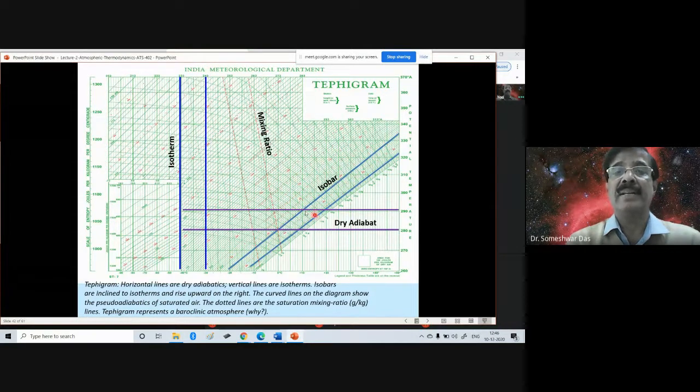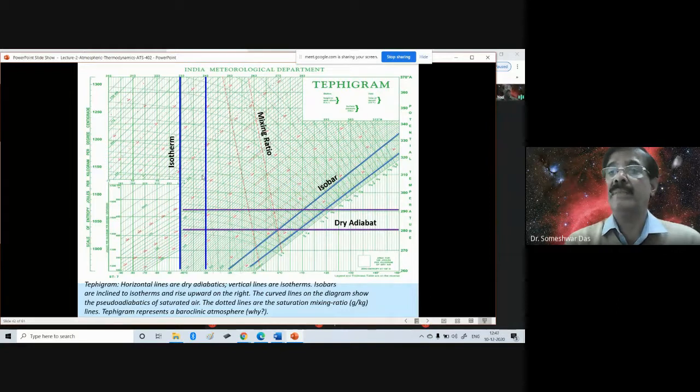Then you can see these dashed lines, and these are the lines of equal mixing ratio. You can also see on this diagram thin curved lines, like this one, like this one. It is filled with so many thin curved lines, and these thin curved lines represent the moist adiabats. So we were discussing these things last time.